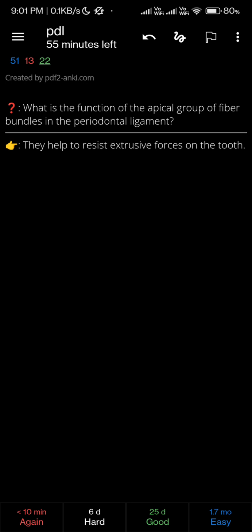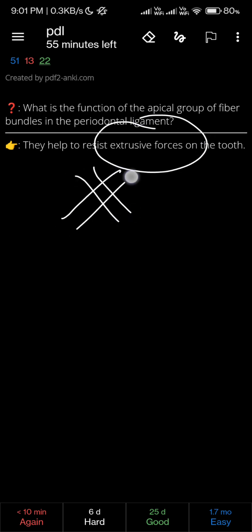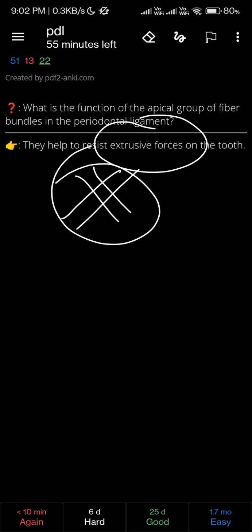So the apical group of fiber bundles can resist extrusive forces on the tooth.